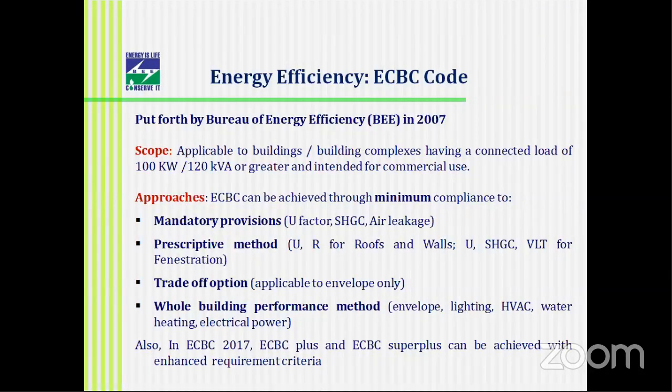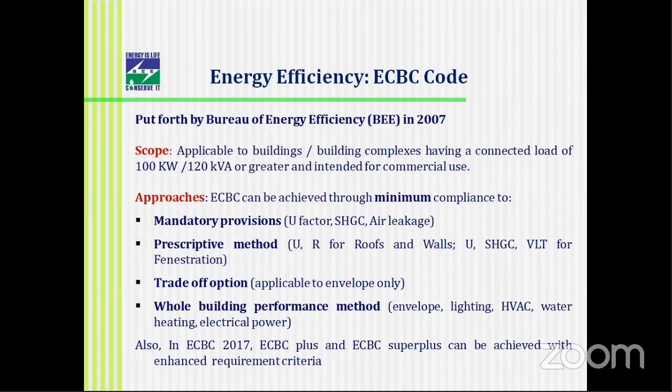And they also give trade-off options. This is again important. What is trade-off? That means if you can't manage to have a very, very well-performing wall, then you can manage with a better roof. Or if roof and wall are not very good, then try to have a better glazing. So together, try for the envelope. Within the envelope, the various components, you try to trade off and you make it very energy efficient.